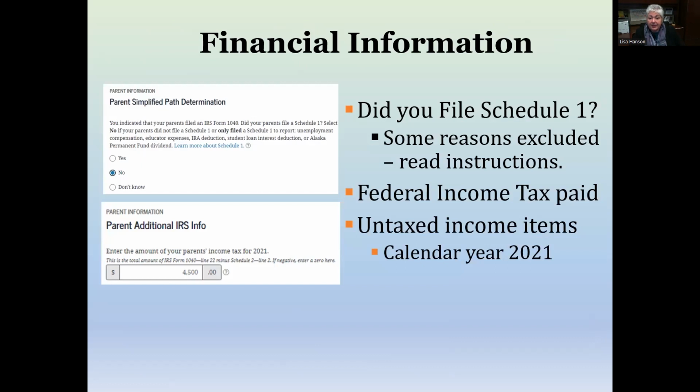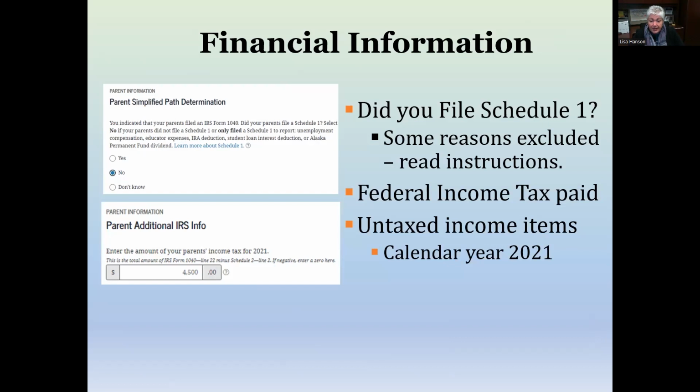Then we ask on the application, did the parents file a Schedule 1? This will also be asked of the student later. But you'll note on here, there are some reasons that say if you only filed a Schedule 1 because of, and then there's a list of items. And please be sure and read that, because if you qualify under one of those exemptions, then you don't actually have to say yes to this. You can say no, and that actually qualifies the student for additional financial aid. So I would encourage you to read that part carefully.